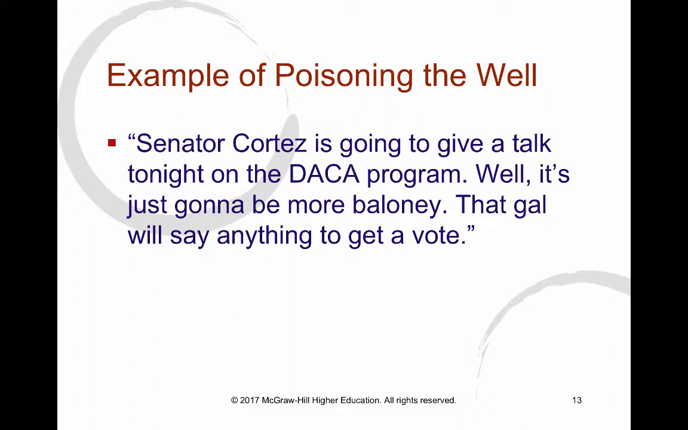Senator Cortez is going to give a talk tonight on the DACA program. Well, it's just gonna be more baloney. That gal will say anything to get a vote. So the argument is that whatever the senator is saying is only so she'll get votes, which obviously has nothing to do with the DACA program.